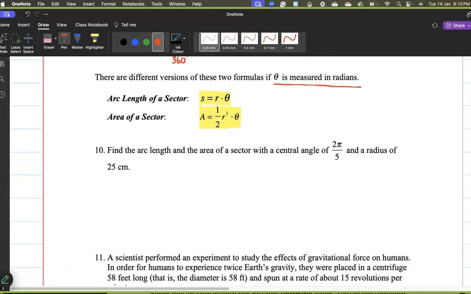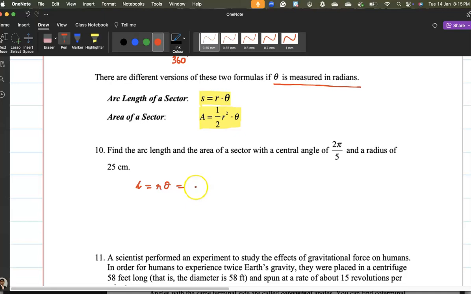Do sum number 10 and send it to me. Yeah, what you have done is correct. Length of the arc is equal to r theta. r is the radius, 25, theta is 2 pi by 5, so that's 10 pi. And the area of the sector is half r square theta, half into 25 into 25 into 2 pi by 5. So 5s are 25, 2 cancels, so 125 pi. Perfect.